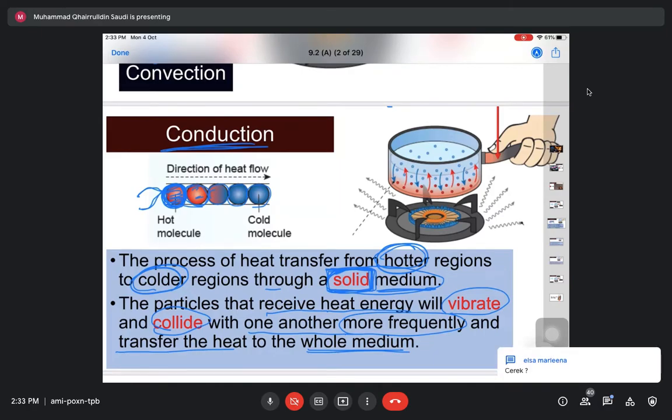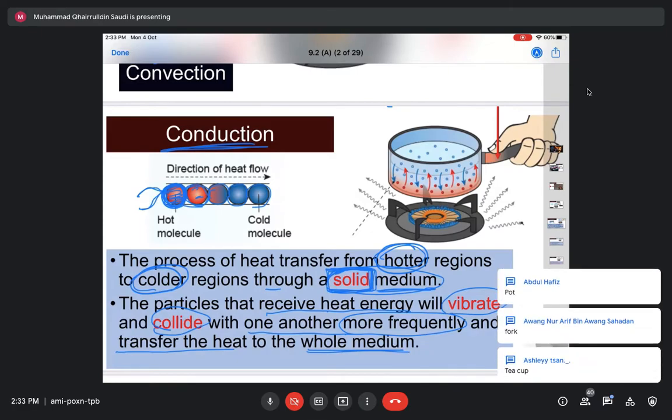Conduction. Cerek, yes, okay, good, betul. Others? Iron, yes, good as well. Pan, yes, good. Steel plate, steel, S-T-E-E-L. Okay, but let's try, yes, good. Others? Do we have any more examples? Pot, yes, good. Anything, good. Fork, teacup, good. Okay, bagus everyone.